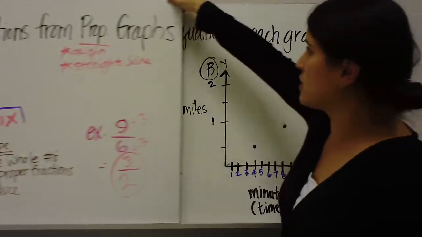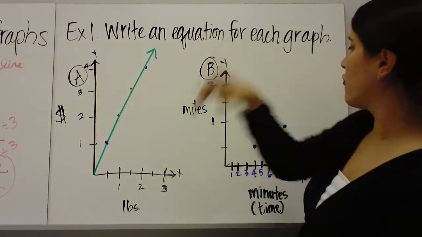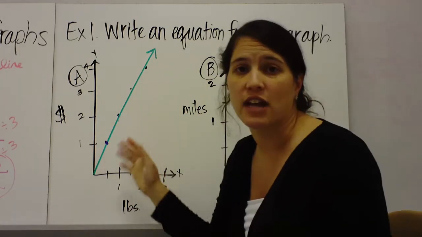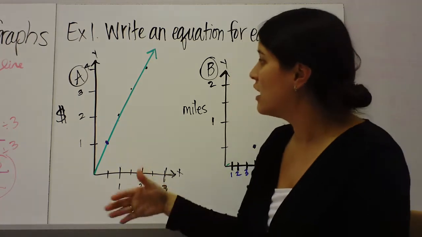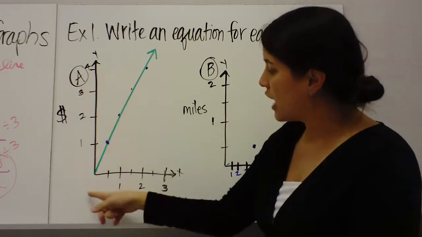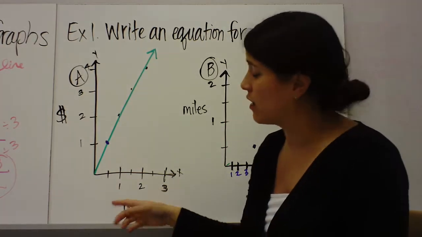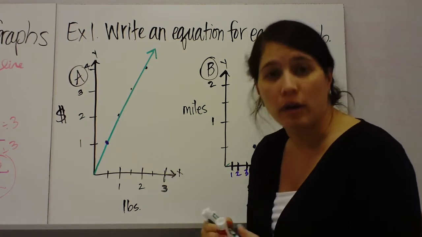So let's do some examples. Let's get to work. Example 1: write an equation for each graph. And that's the purpose of today, can you look at a graph and write an equation that looks like y equals mx. So graph A, we've got money, $1, $2, $3, $4, and then down here we have pounds of something: 1 pound, 2 pounds, 3 pounds. And remember, we need to look at whole numbers.